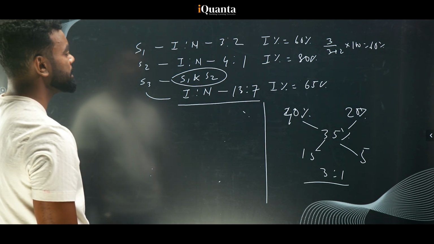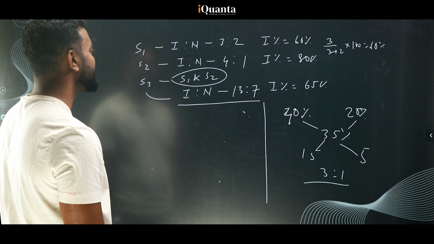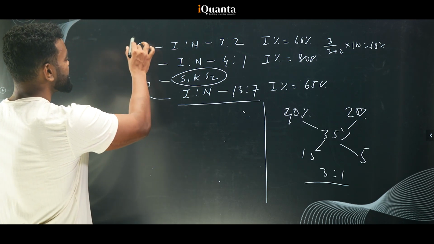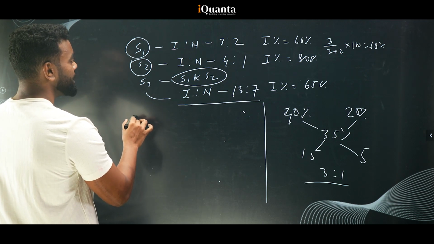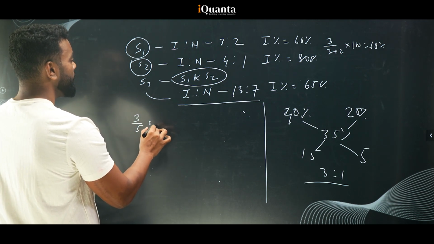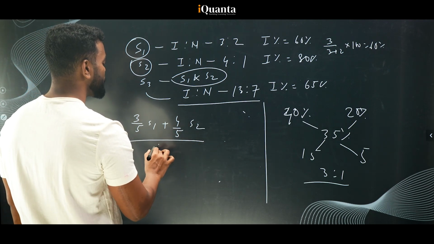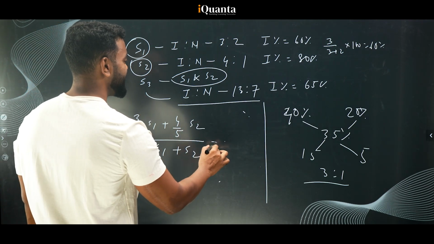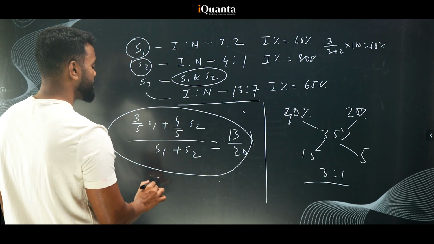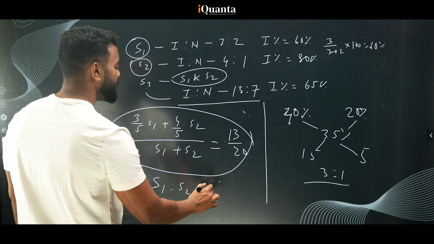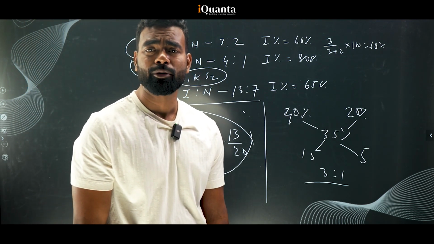In the generic method, I don't know about S1 and S2, but I know about iron and nickel, right? So if I take S1 and S2, I can say in S1 the iron is how much? That is 3/5 of S1 plus 4/5 of S2, total divided by S1 plus S2, is basically nothing but 13/20. You solve this and you can find S1 is to S2. This is the method of direct weighted average. So by using weighted average also you can solve this type of question.